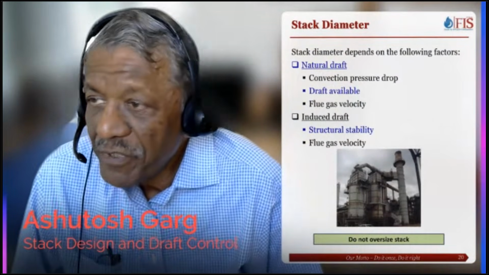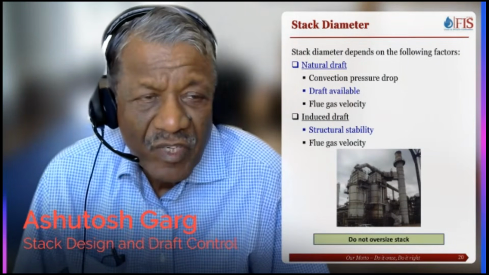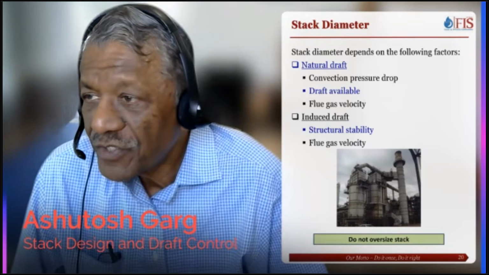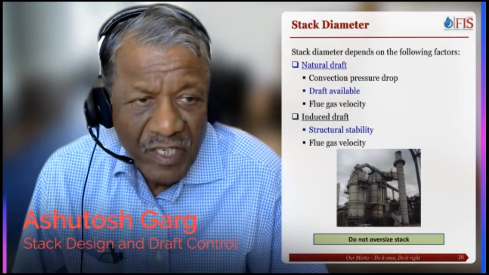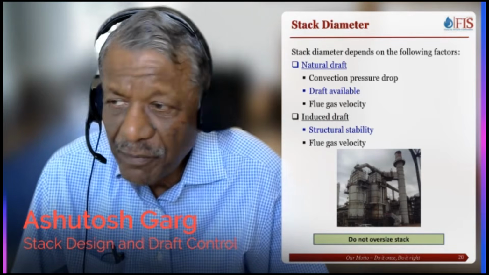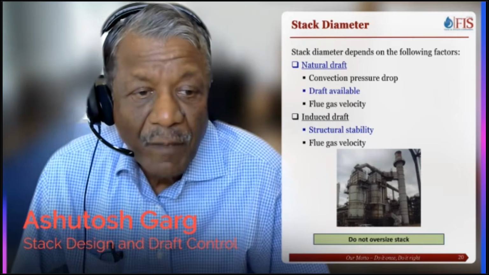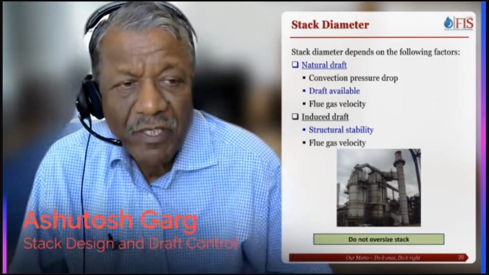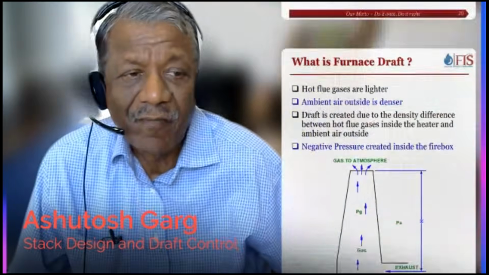When it comes to the stack diameter, it depends on several things: convection section pressure draft, how much draft is available, and what flue gas velocity we have used. If we have an induced draft stack, then it's more about structural stability and flue gas velocity. But natural draft stacks are a lot more critical on velocity and draft availability.